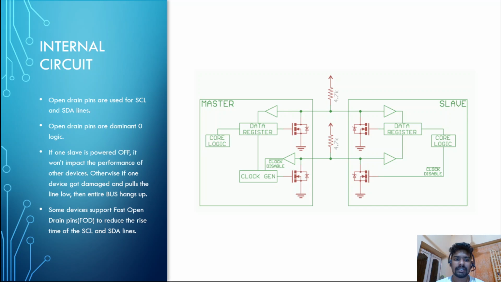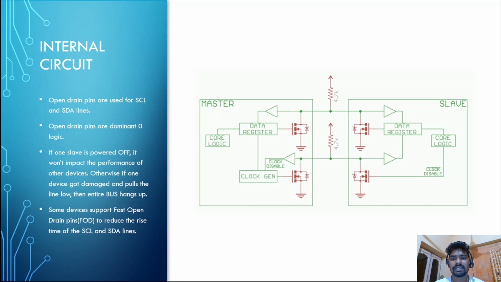The main advantage with open drain pins is, suppose any of the slave devices or master devices is powered off and there is no power to the device, the open drain pins cannot impact the bus. So the other devices may continue to communicate over I2C. So that's the advantage of open drain pins.